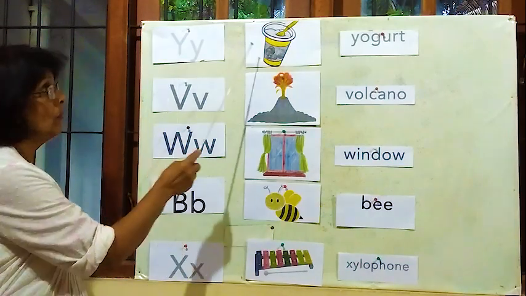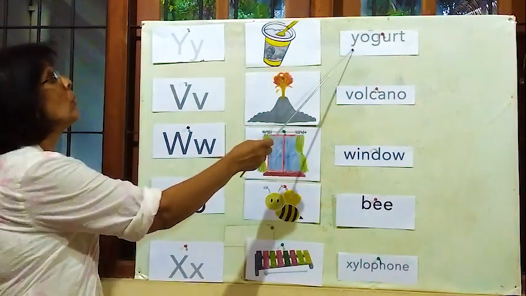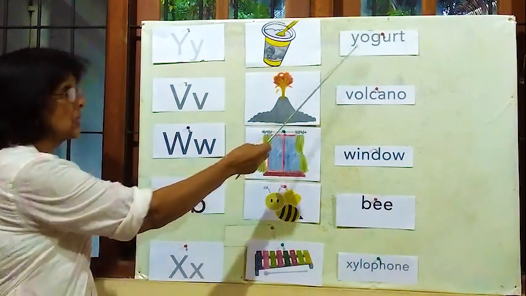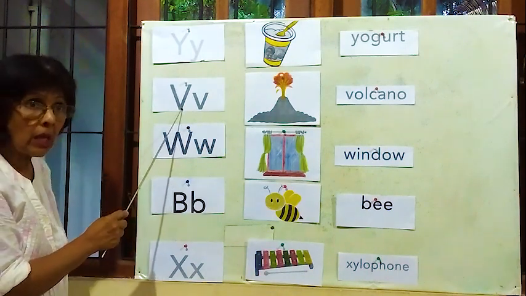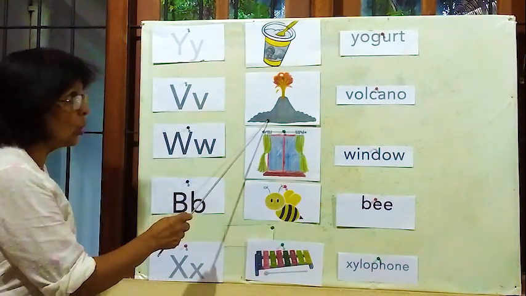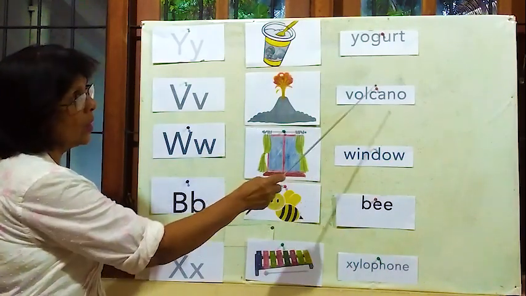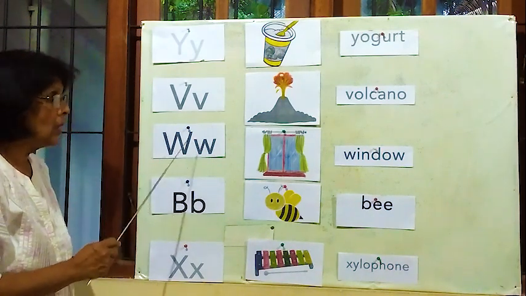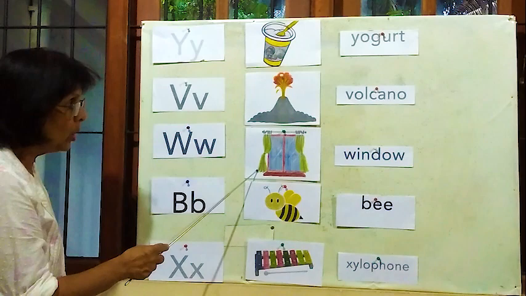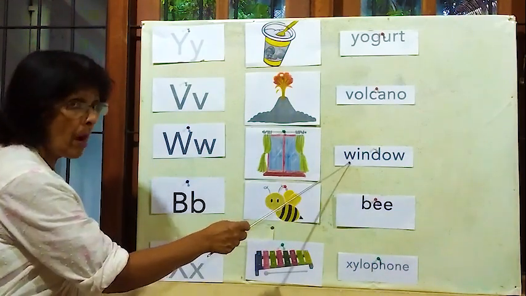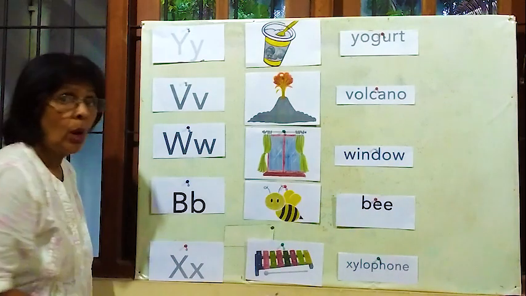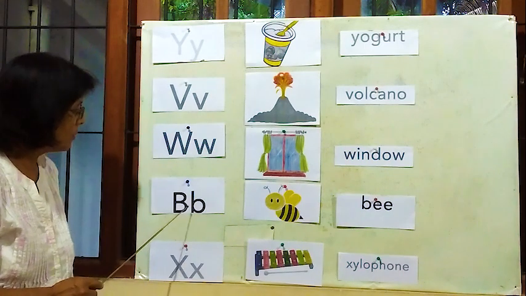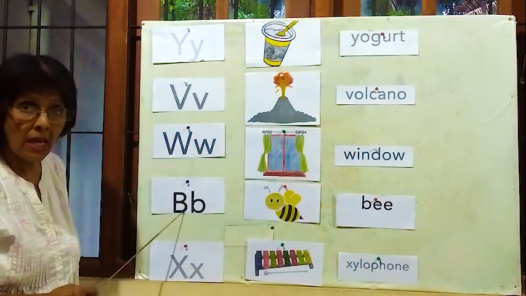Y. Y for yogurt. And the word, first letter is Y. Yogurt. And here V. Volcano. And the first letter V here, volcano. Right? Now here W. W for window. The first letter here, W. The word is window. Right here, the first letter, this letter we call B.